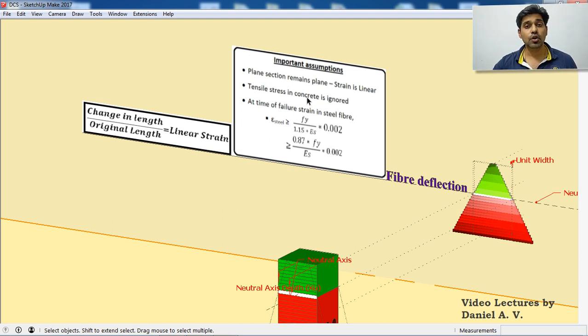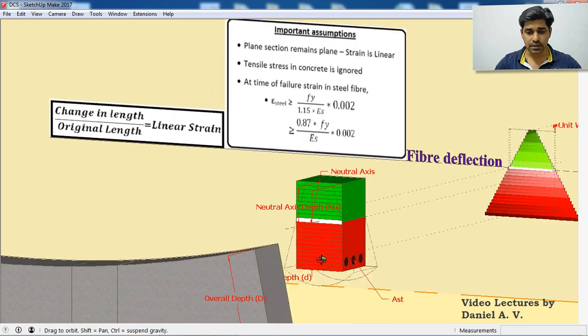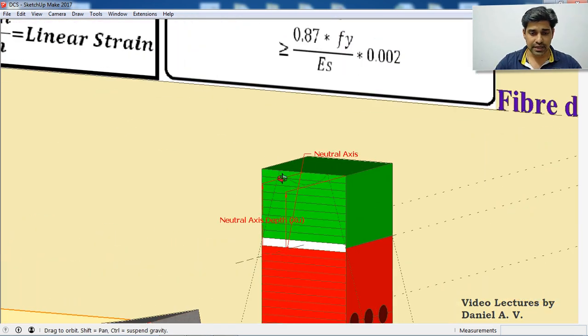Then we are thinking about the important assumptions. The first thing is plane section remains plane. You will be very familiar with this term because in Euler-Bernoulli beam theory, this is the very first assumption. So what does it mean? Plane section remains plane. It finally ends up giving us this conclusion that the strain is linear, which means that you can see here the different fibers are getting shortened in such a way that this final line is a linear line or a straight line.